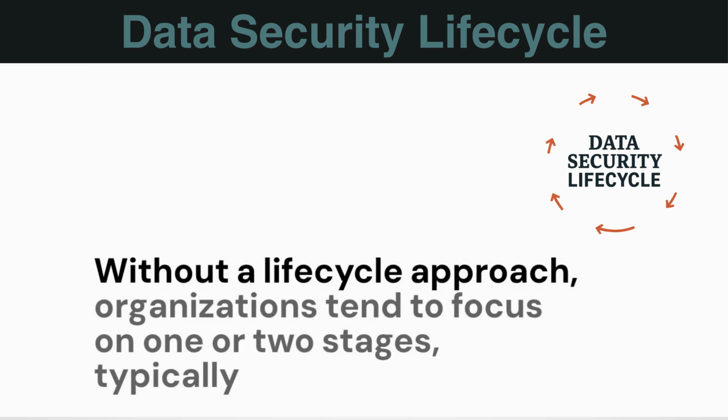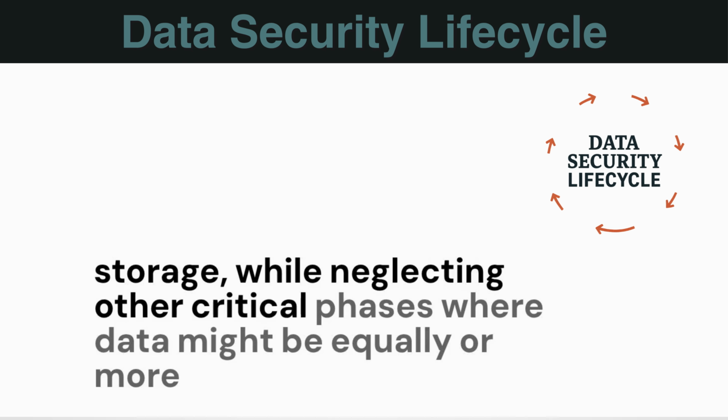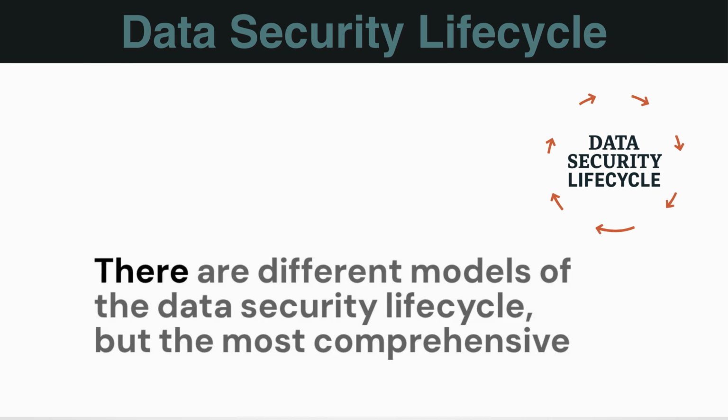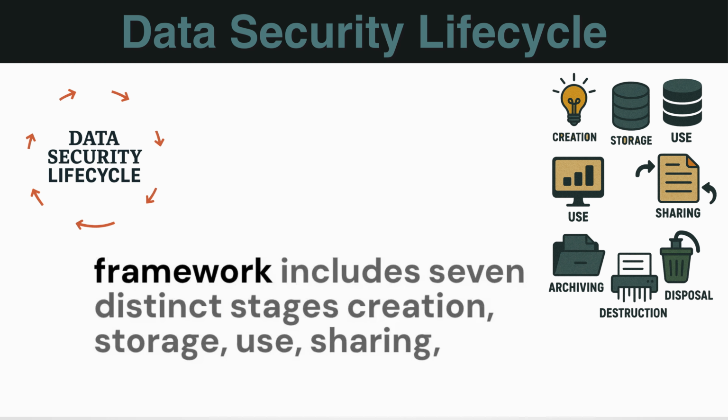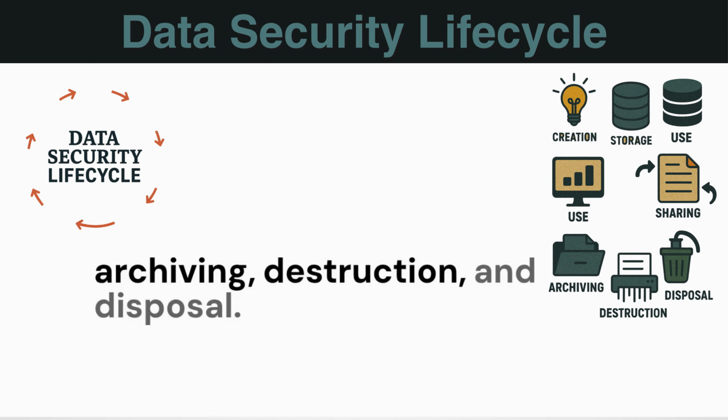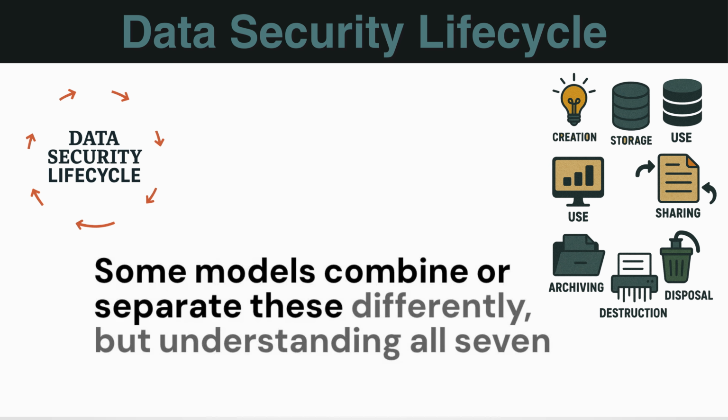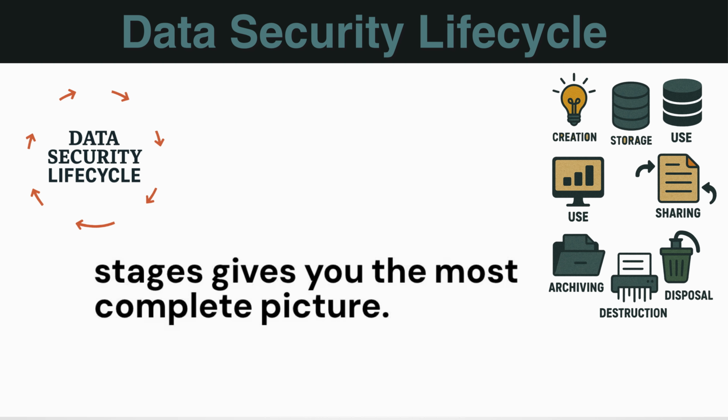Without a lifecycle approach, organizations tend to focus on one or two stages, typically storage, while neglecting other critical phases where data might be equally or more vulnerable. There are different models of the data security lifecycle, but the most comprehensive framework includes 7 distinct stages: creation, storage, use, sharing, archiving, destruction, and disposal. Some models combine or separate these differently, but understanding all 7 stages gives you the most complete picture.